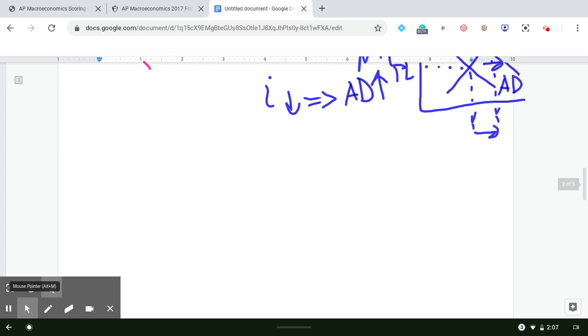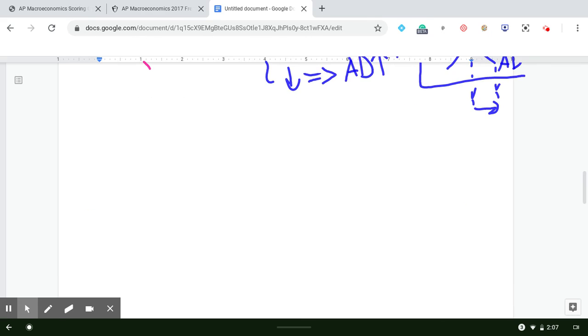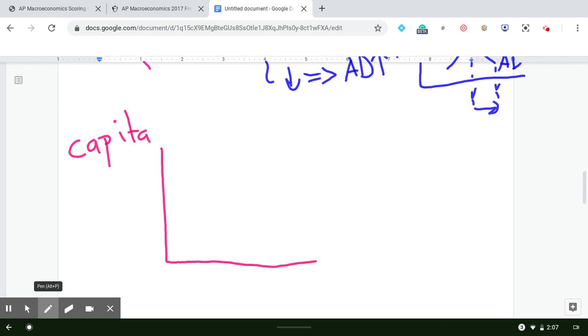So, which one did I say? Vertical axis is capital goods. All right, I messed that up last time, I think. Capital versus consumer. Not a bad model of the economy, honestly.